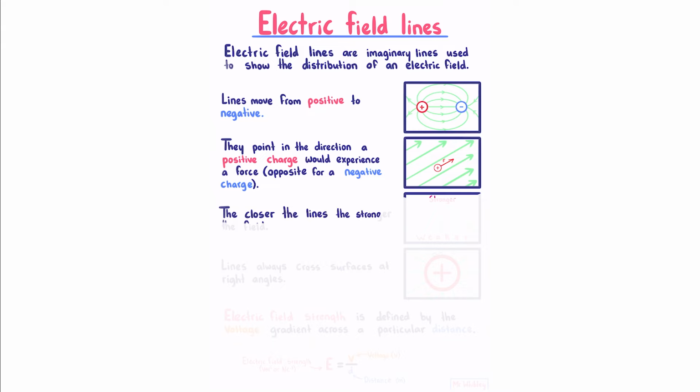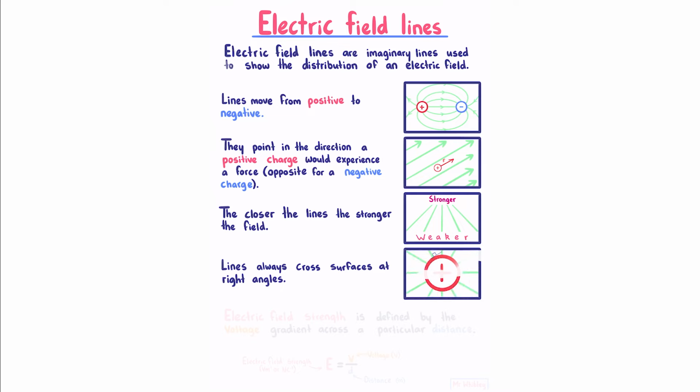The closer the lines, the stronger the field. So the field is strongest where the lines are closest, and weaker where the lines are further apart. Lines always cross surfaces at right angles, as we can see here. So if we had a flat surface, the field lines are always going to leave the surface at a right angle, rather than something like this.